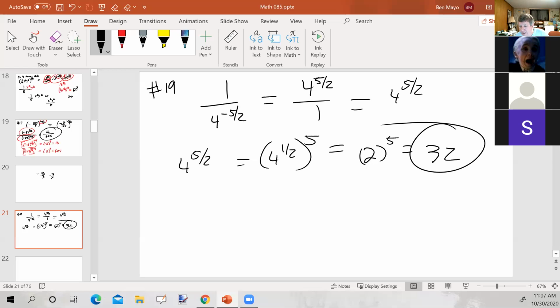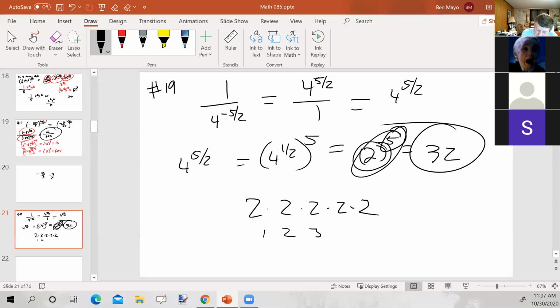Hey, Mr. Mayo. Yes. So basically what you're doing is the number in parentheses, you're timesing it times the exponent. You talking about here? Yeah. I'm doing it that many times to get the 32, right? Yeah. The exponent tells you how many factors of the base you multiply together. Okay. Thank you. You're welcome.